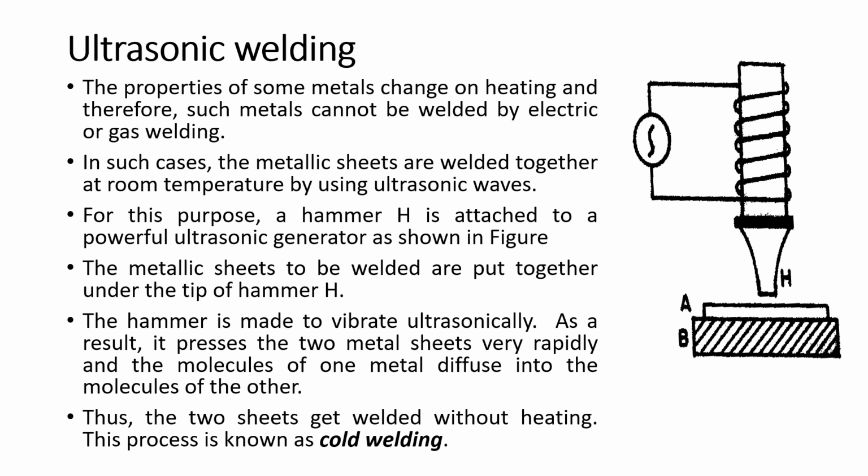Ultrasonic waves are also used for welding purpose as shown in the figure. Welding can be done with heating also, but the properties of some metals can change on heating, so for such metals, heating cannot be the way for the welding purpose. So here the welding can be done for such metals with the help of ultrasonic tools. In such cases, metallic sheets like here A and B are welded together at room temperature. They are not heated; they are welded by using ultrasonic waves.